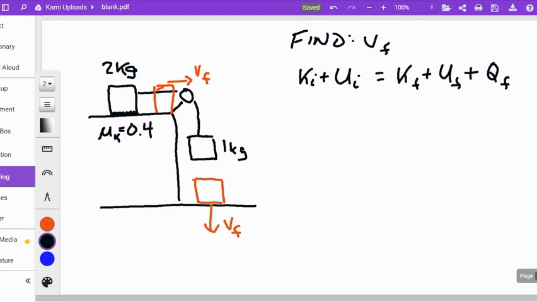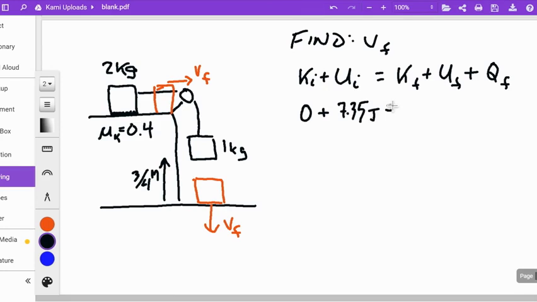Okay. For reasons we discussed before, the initial kinetic energy is 0. And for reasons we discussed before, the initial potential energy, the one that we care about, is going to be the one that comes from this 1 kilogram block. The height of this block was 3/4 of a meter. And so I think that energy turned out to be 7.35 joules.